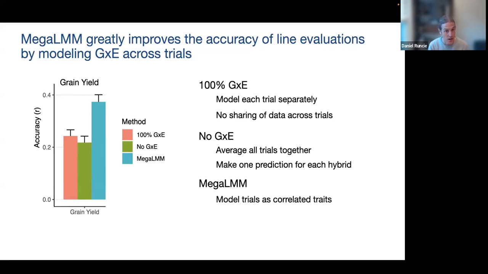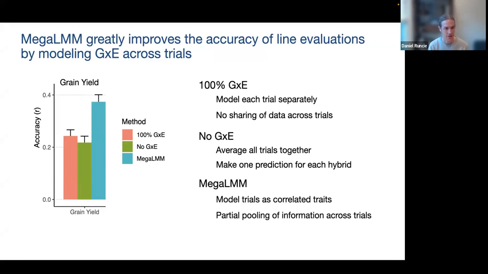We model the trials, as I said, as correlated traits, and then what we do is called partial pooling of information across trials. So we learn which trials are similar and which ones are not, and use that information to share information and make better predictions in each trial. What this graph shows is that it's generally fairly effective at doing that. The other two approaches averaged about 25% accuracy, while MegaLMM is about 38, I think. I don't remember exactly the number.